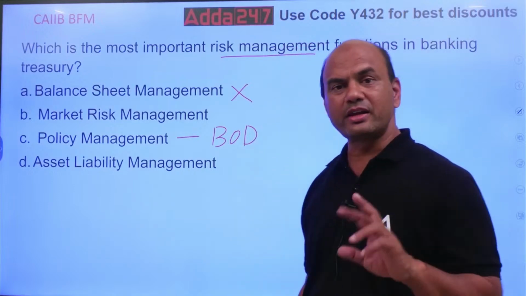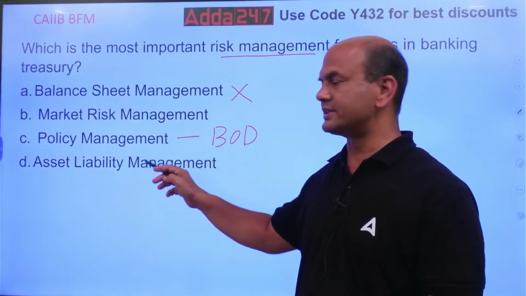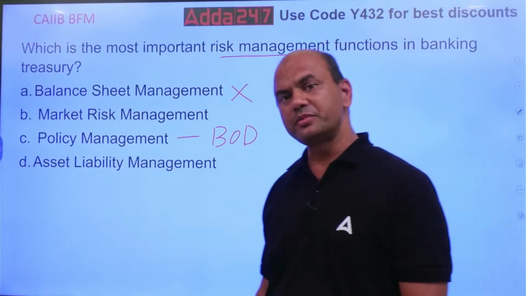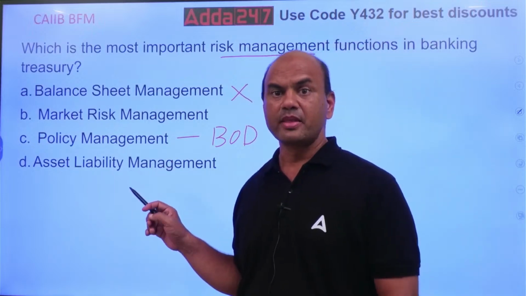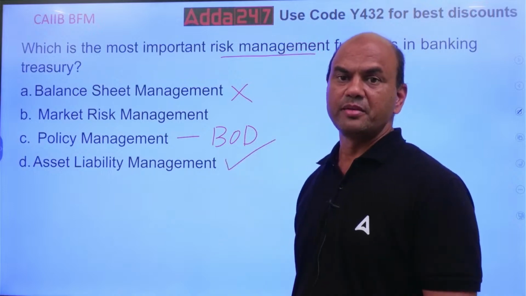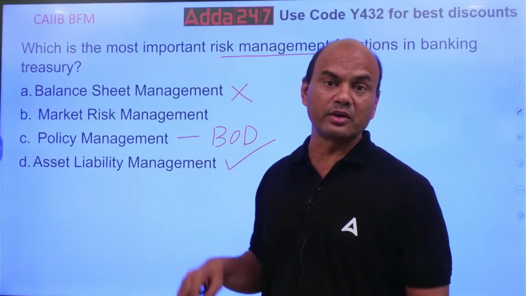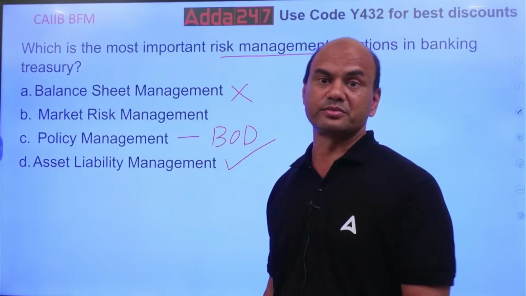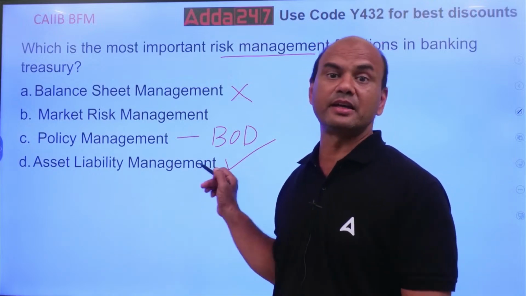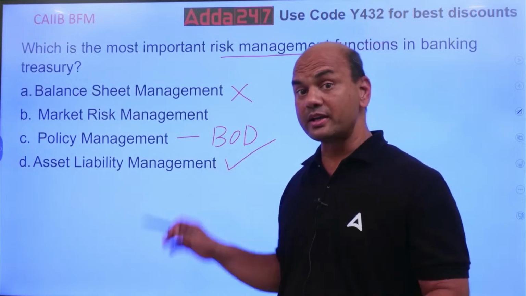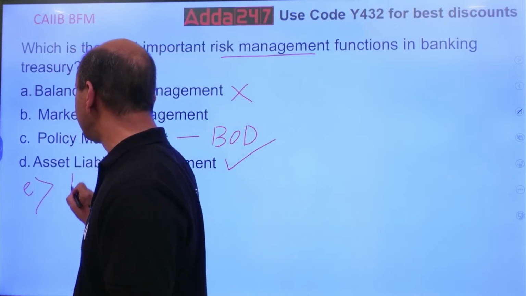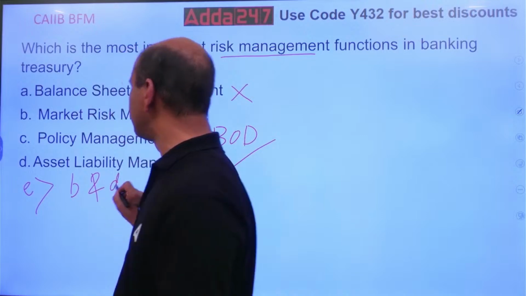Now the real fight in this question is between these two, market risk and asset liability. So in exam, whenever you get such options, the best answer over here is ALM, asset liability management. Because market risk management is not only related to treasury, it is related to others also, to your loans, but specifically for treasury, asset liability. But if you are having an option which says B and D, then the option will be that.